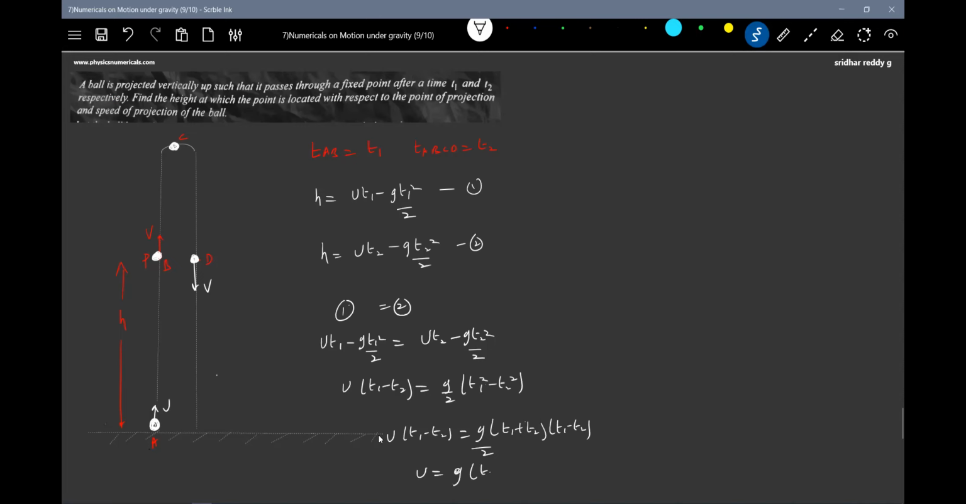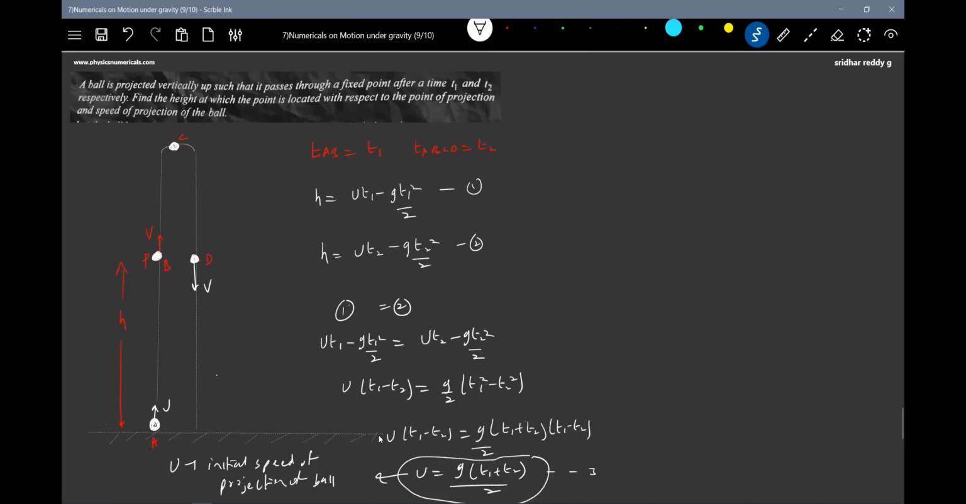So what is the value of U? This is the initial velocity. What is U? U is the initial speed of projection of the ball. Find the height is asking H.